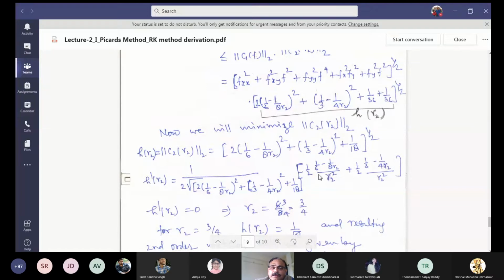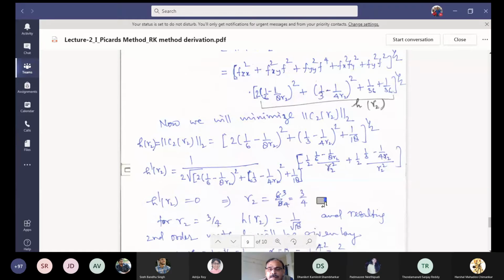Now, from the derivative, it is clear that h prime of gamma 2 is 0 when this quantity is 0 and this quantity is 0. This quantity being 0 gives the same thing as 1 by 6 minus 1 by 8 gamma 2 equal to 0, which gives exactly the same thing as 1 by 3 minus 1 by 4 gamma 2 equal to 0. So basically we get that gamma 2 equals 3 by 4. Is that right? Now, I'm leaving one further thing as an exercise, to verify that at this point we'll get the minima.